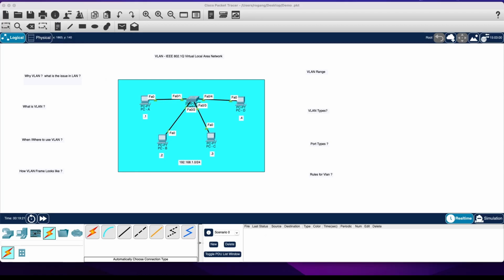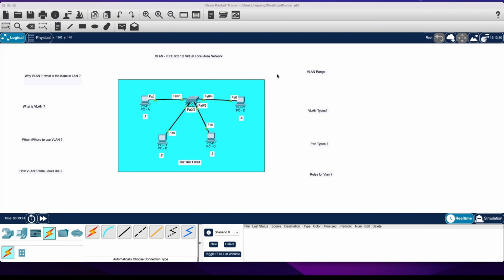So in this topic, we will be covering why do we need VLAN, what is VLAN, when and where to use the VLAN, how does a VLAN frame look like, what are the ranges available, the VLAN types, the port types, and finally, the rules that must be followed in order to configure a VLAN successfully. So let's break it down one by one.